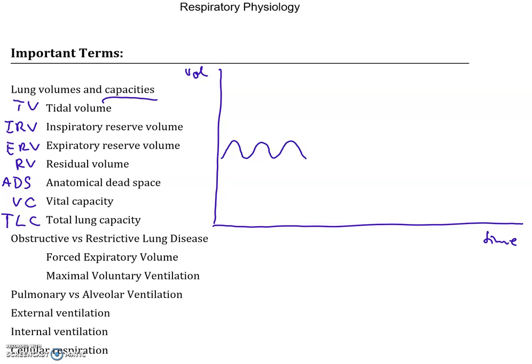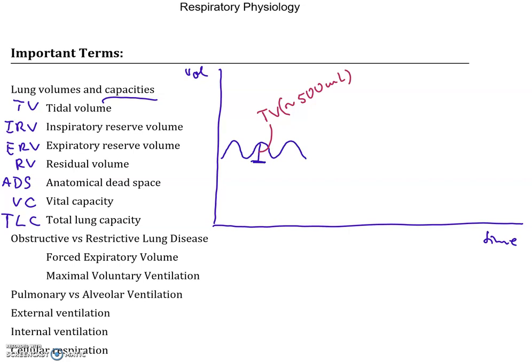So the height of one of these waves, that would be the tidal volume. I'll put this right here. The height of one of these tidal breaths, that's the tidal volume, and it should be about 500 milliliters. The average number for a normal tidal breath is about 500 milliliters.